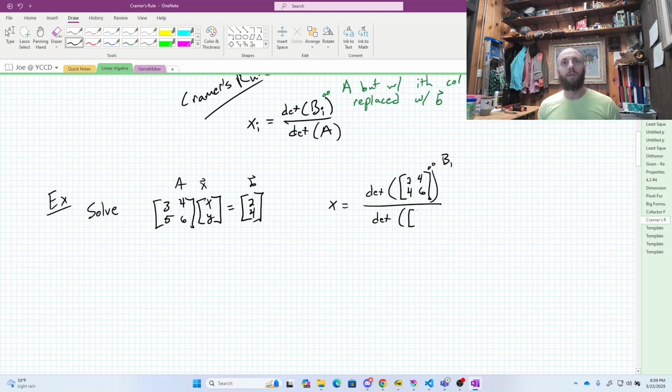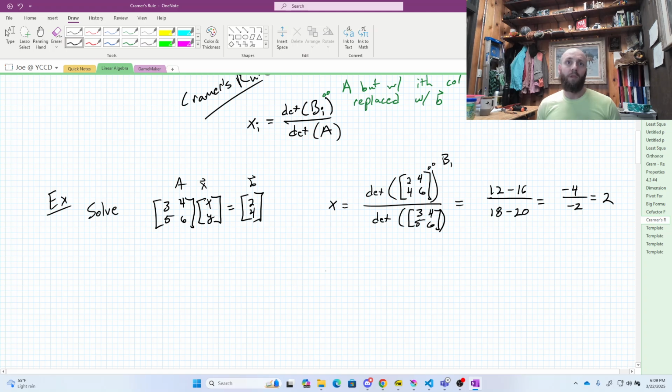3, 4, 5, 6. You can hear the dog is very concerned about determinants of matrices. So here on the top, I've got 12 minus 16 over 18 minus 20. So that got me negative 4 over negative 2 gives me 2.